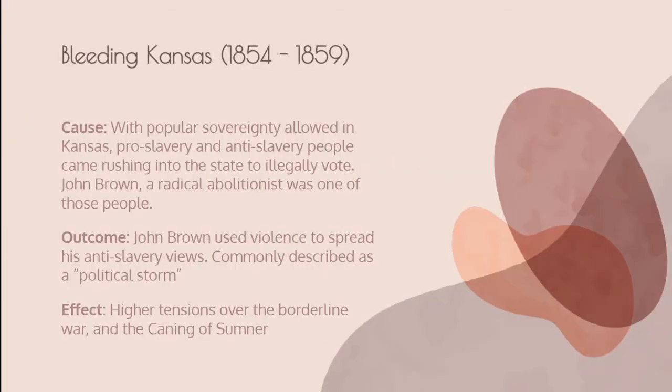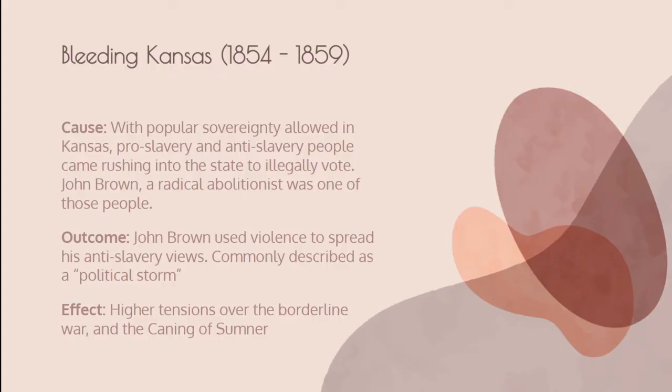Okie dokie. Then we have bleeding Kansas. So with popular sovereignty allowed in Kansas, pro-slavery and anti-slavery people come rushing into the state to illegally vote. Because if they can toss a few votes in there, maybe they'll sway it the way that they want it to. Because at the time they don't have any form of electronic voting, it's going to be really hard to verify who the voters are. But then we have John Brown, our favorite radical abolitionist, and he uses violence to spread his anti-slavery views.